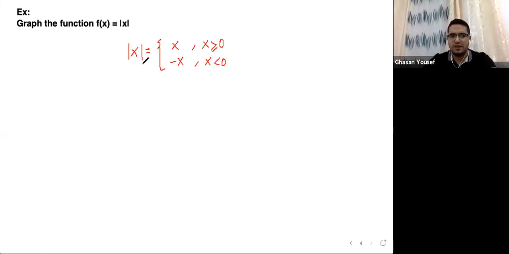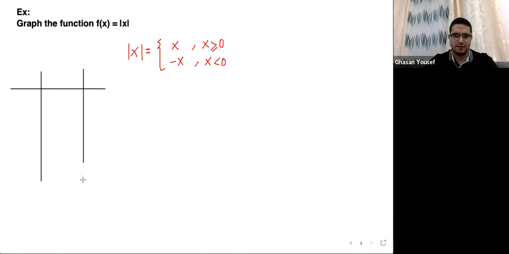So now to graph a function like that, the absolute value of x equals x when x is greater than 0 and minus x when x is less than 0. So I'm going to make a table again for both of the functions. The table should be like that. This is the x value, this is the f of x, and this is the ordered pairs.